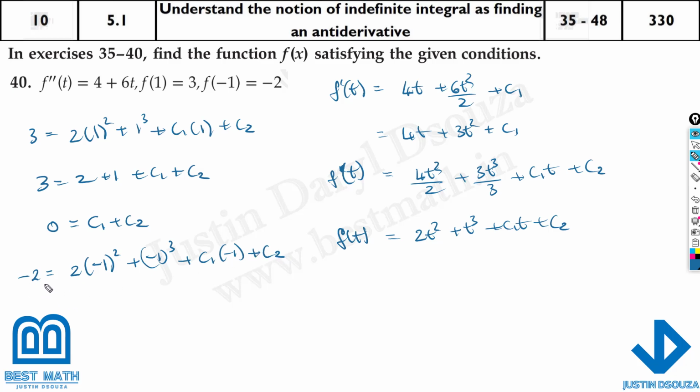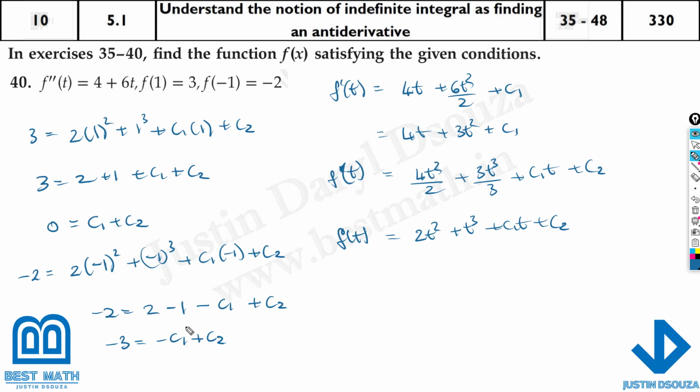Now let's try simplifying this. Minus 2 equals, now minus 1 squared will be positive 1, so it's going to be 2 itself, but this is power 3, so it's minus 1. Minus 1 to the power 3 will be minus. If it's an odd number, the negative sign remains. If it's an even number, it'll be positive. Minus C1, because minus C1 times minus 1 is minus C1, plus C2. Now let's simplify how much we can. This 2 to the other side, the 1 to the other side. Over here, you can just solve it. 2 minus 1 is 1. It'll be minus 3 is equal to minus C1 plus C2, right?